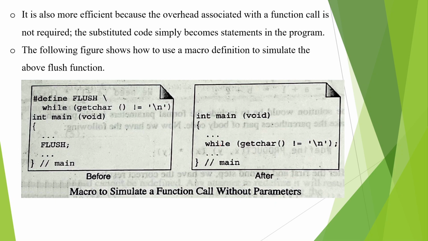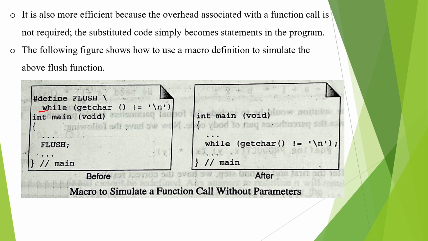And inside the body, here you can see clearly we mentioned a while loop only to read the characters till there is a new line character. To read all the characters till there is a new line character. So it will simply read all those characters and it will flush. It will ignore them, kind of thing will happen.